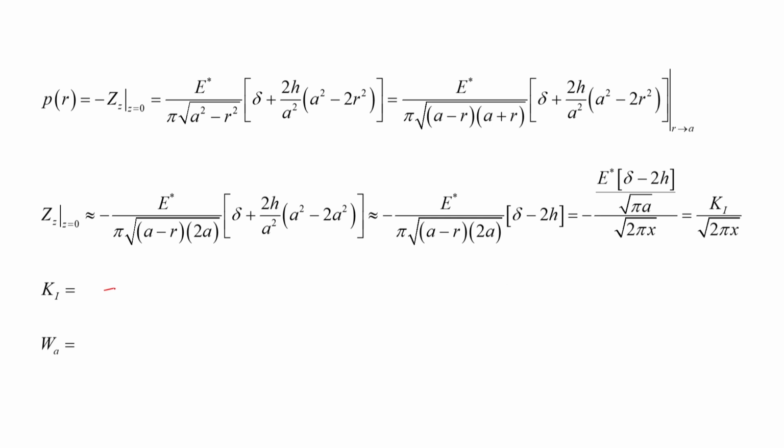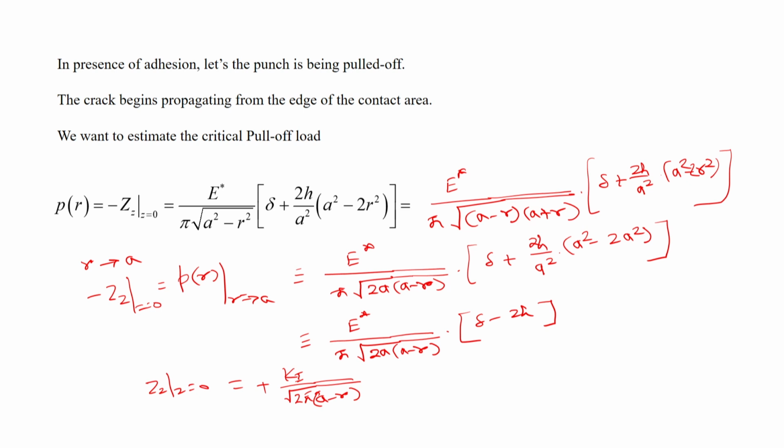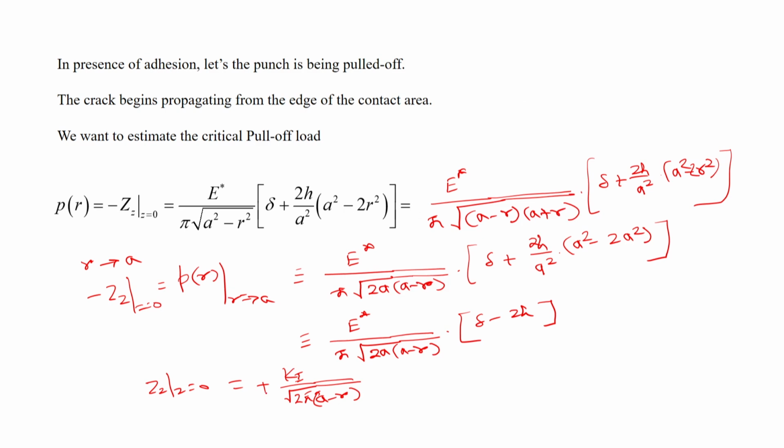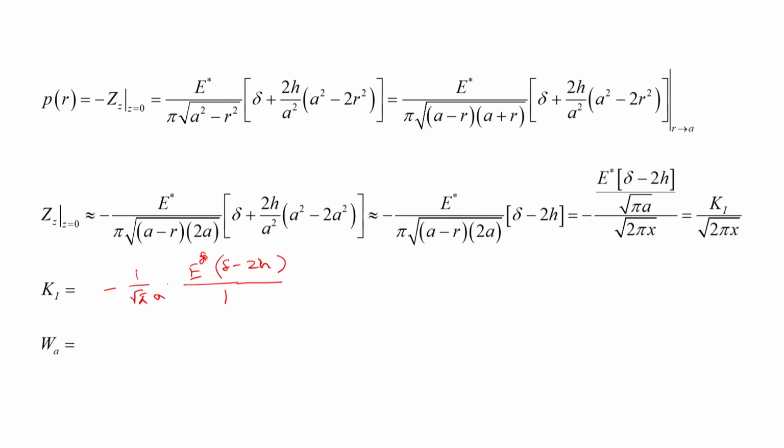So, that will come out to be minus of 1 by square root of pi a, and here it is E star into (delta minus 2h). We have done delta already. So, it is like this. Let me just check once. So, yeah, delta minus 2h is there, and it is 1 by square root of pi a, with a minus sign here. Yes, I have the minus sign here too. So, K_I will have a minus sign there, that is okay.